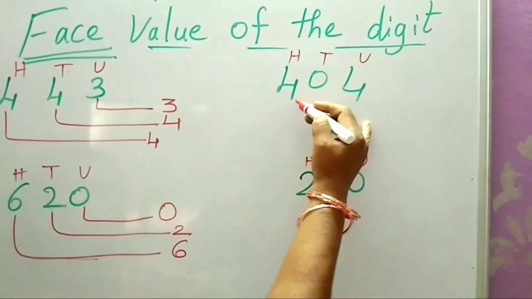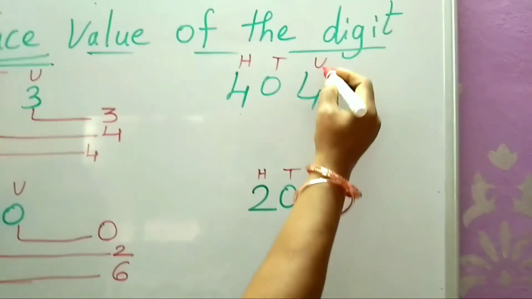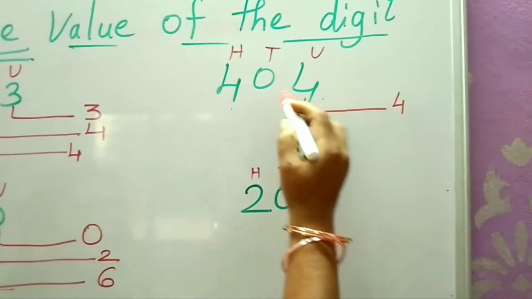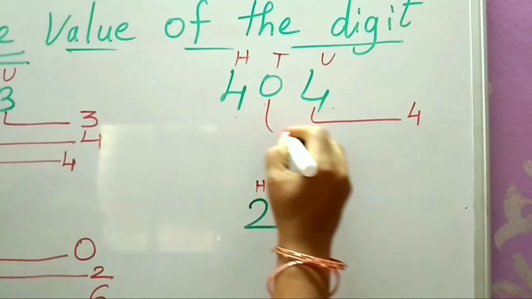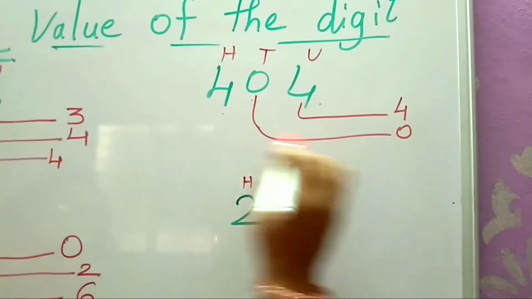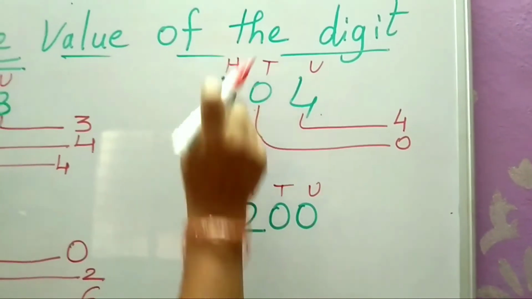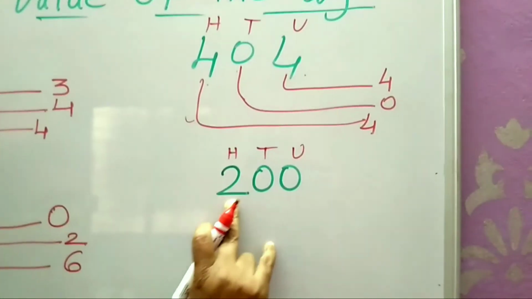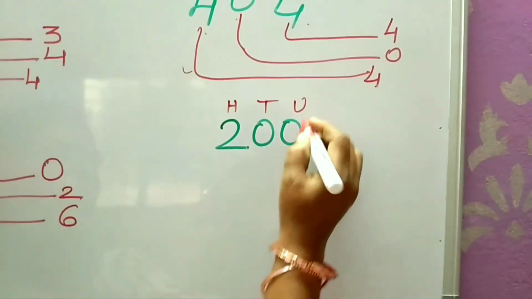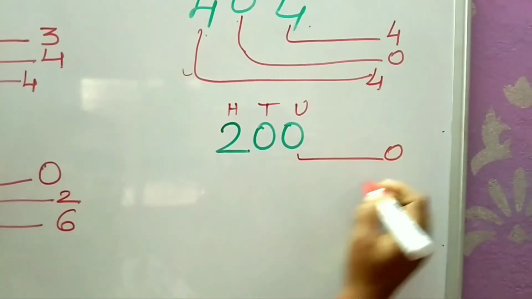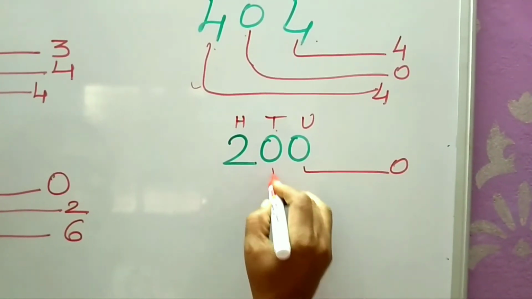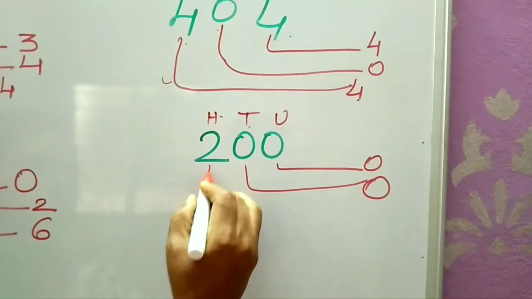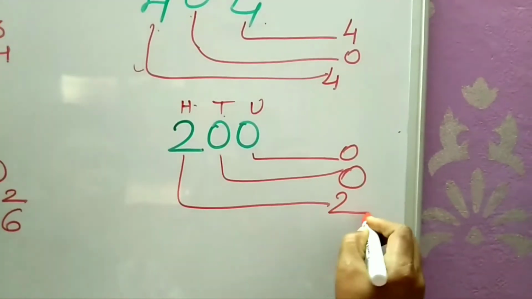Now the number 404, the value of 4 in the units place is 4. The value of 0 in the tens place is 0. The value of 4 in the hundreds place is 4. Now the next number is 200. The face value of 0 is 0. The face value of 0 in the tens place is 0. The face value of 2 in the hundred place is 2.